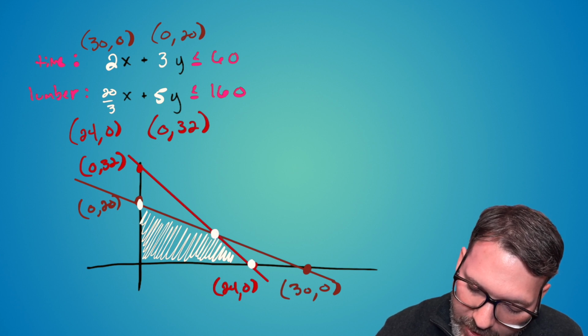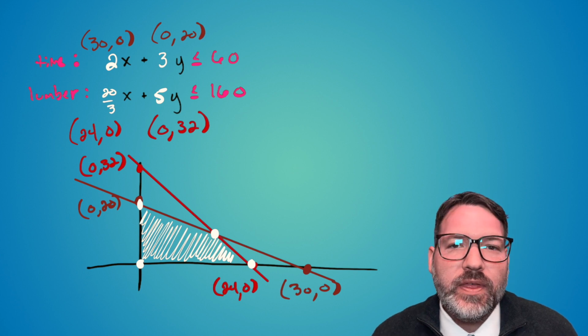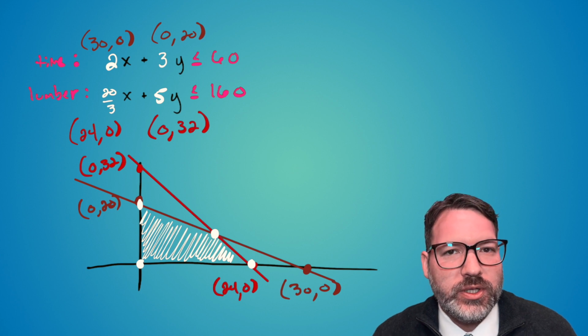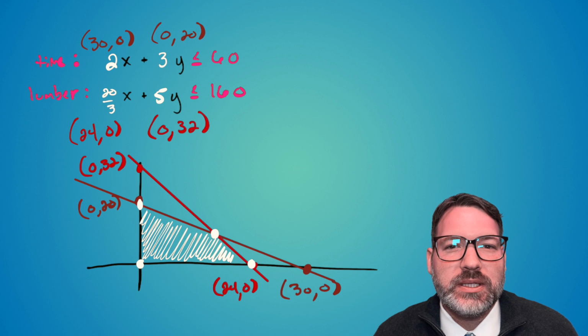This is going to happen a lot on these linear programming questions, and it's going to have these 4 corners. Anything in that shaded region is a possible number of tables and chairs that we can produce. And obviously, there are going to be lots of possibilities there. So we need something to simplify our work.